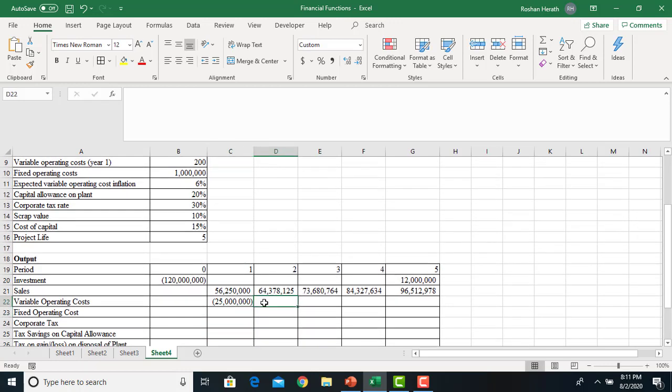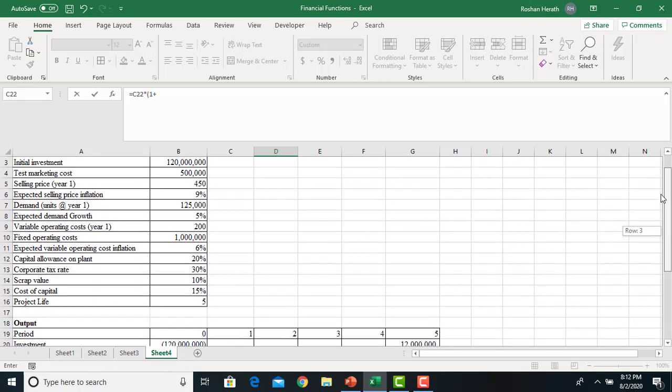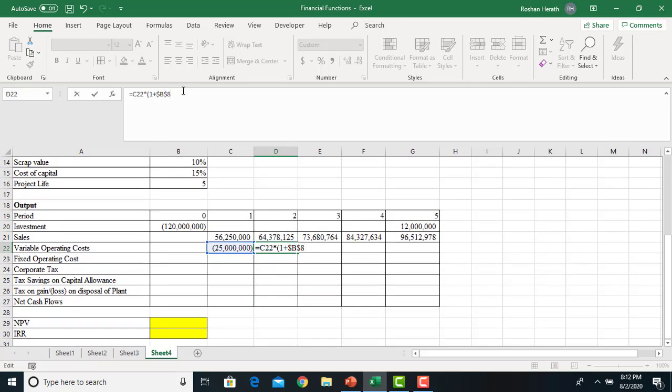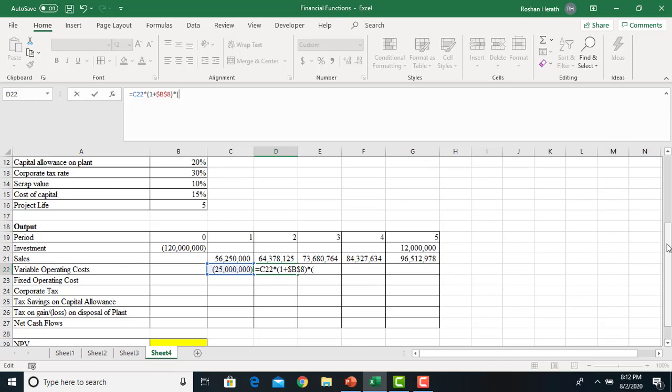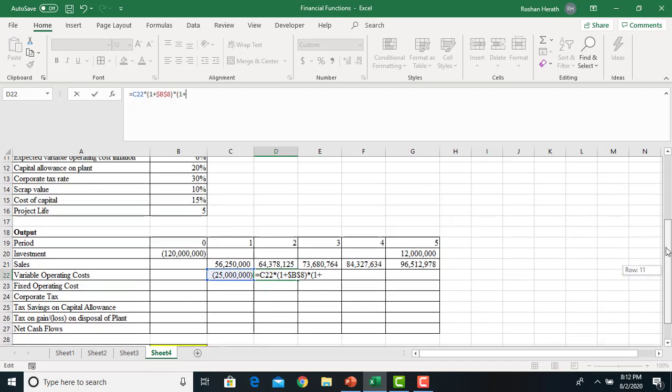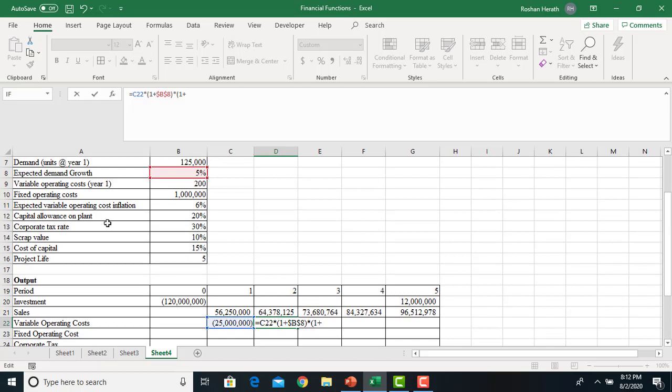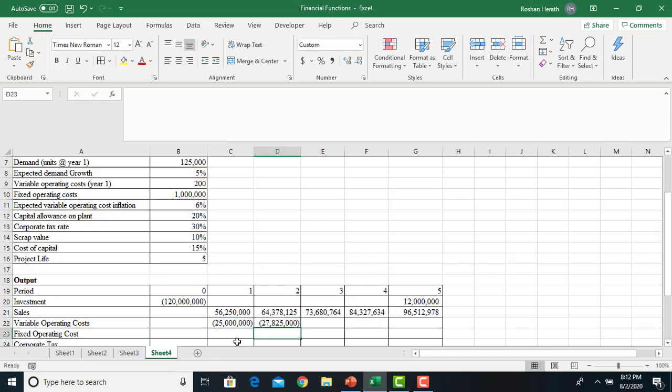Then in year 2, you may get the year 1 scenario and accommodate the growth. The growth in the demand and the growth in the cost. Expected demand growth 5%, multiplied by 1 plus the growth in the expected variable operating cost growth. So consider both the inflation and you may get into that. Then you can simply drag it. Once you get into that, simply drag it.